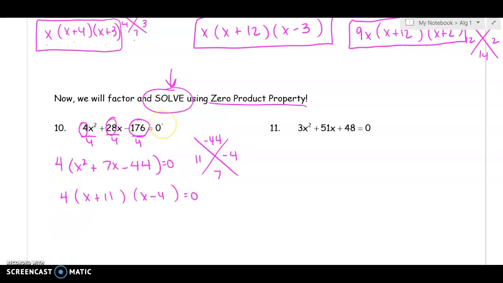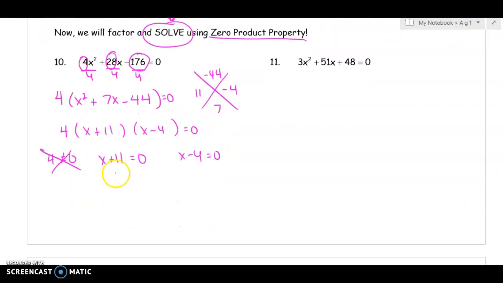Now we get to solve. We're going to set things equal to 0. You cannot set 4 equal to 0, so there's nothing I can do with that. But I can set x plus 11 equal to 0 and x minus 4 equal to 0. All right, you're going to subtract 11, giving you x equals negative 11. And add 4, giving you x equals 4.